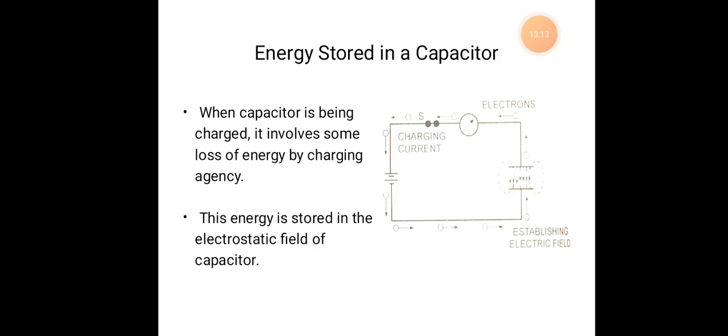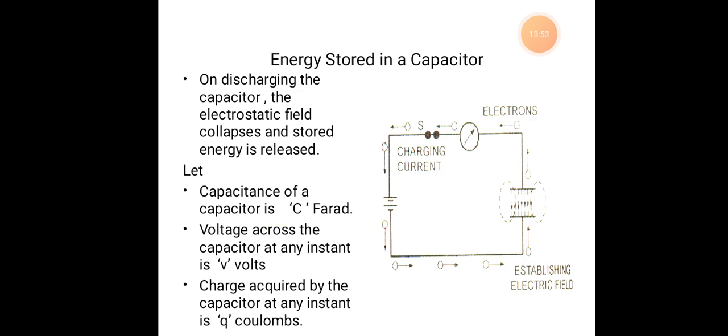When the capacitor is being charged, it involves some loss of energy by the charging agency, and this electrical energy is stored in the electrostatic field of the capacitor. You can see the image on the right side of the circuit diagram. On discharging the capacitor, the electrostatic field collapses and the stored energy is released.